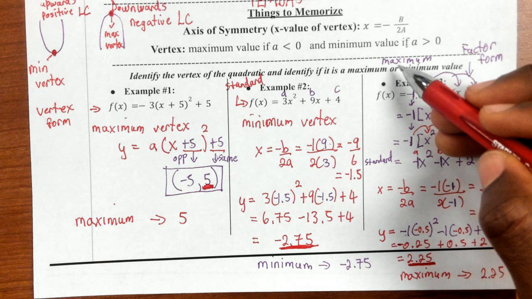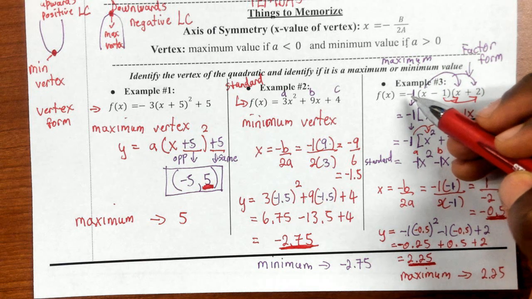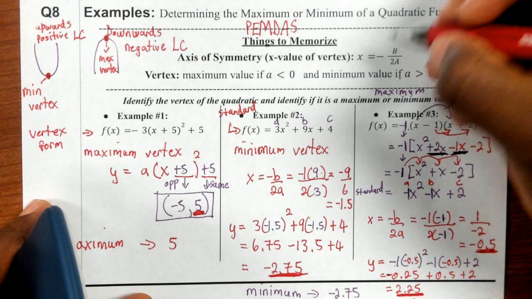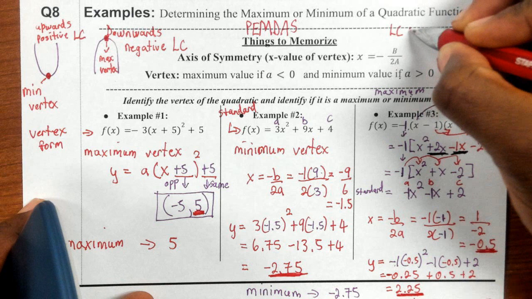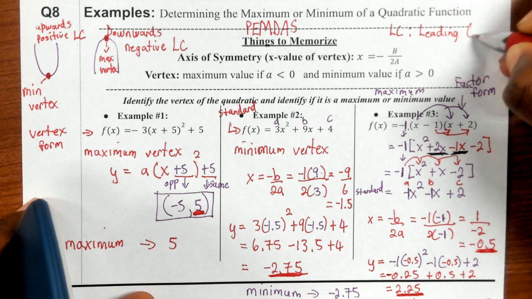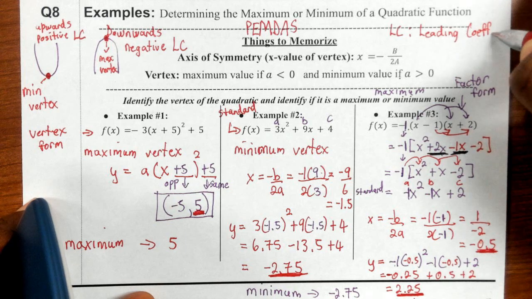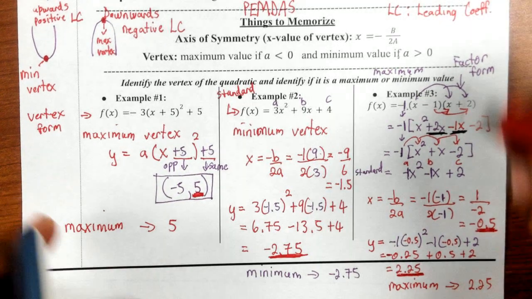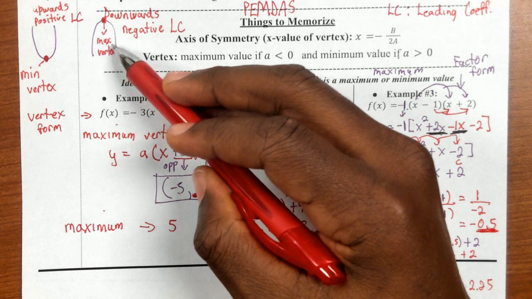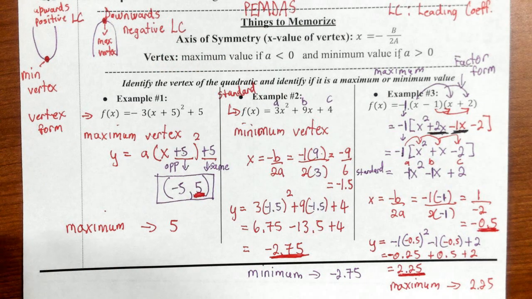And I knew it was a maximum because of the leading coefficient. The LC, guys, means leading coefficient, which is the number in front. Because the leading coefficient was negative, that means it was facing downwards, which means it has a maximum vertex. So good luck, guys, good luck.